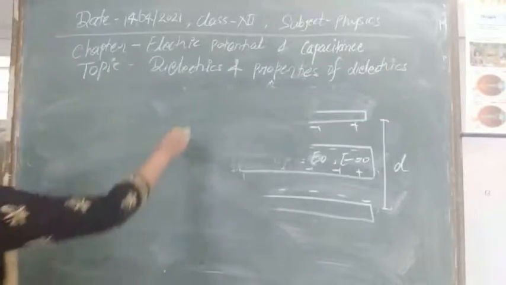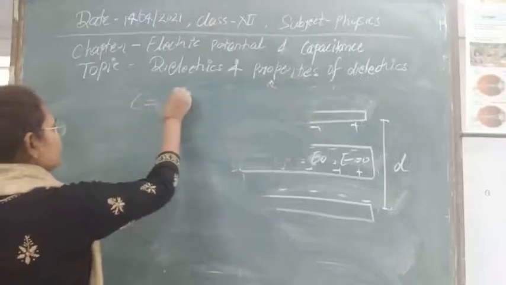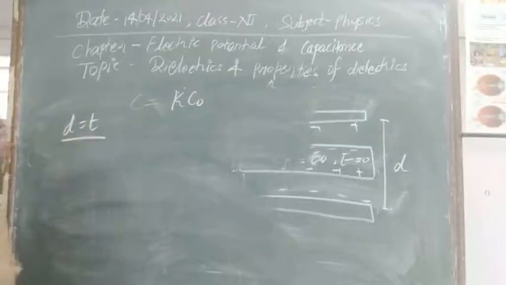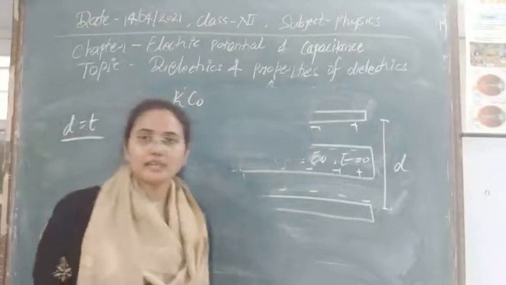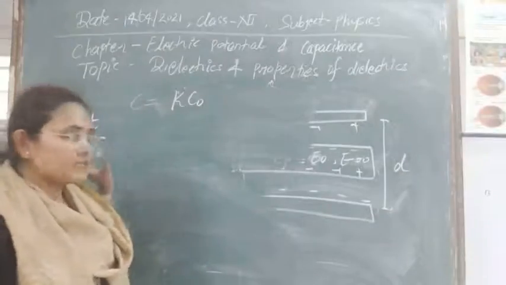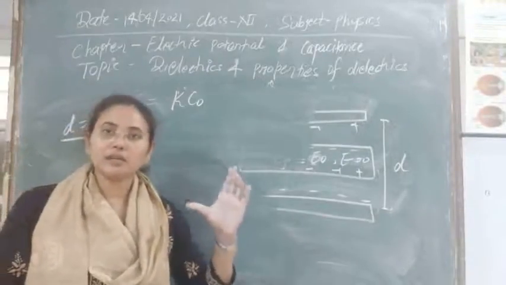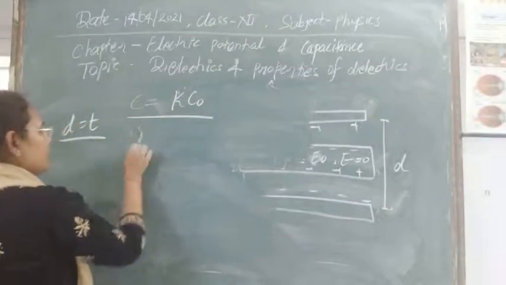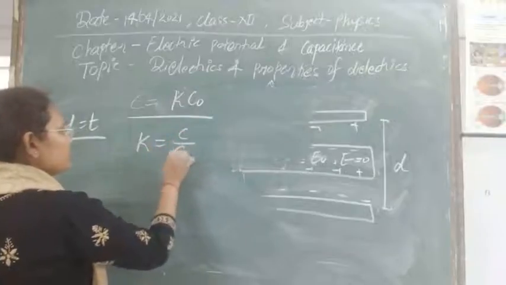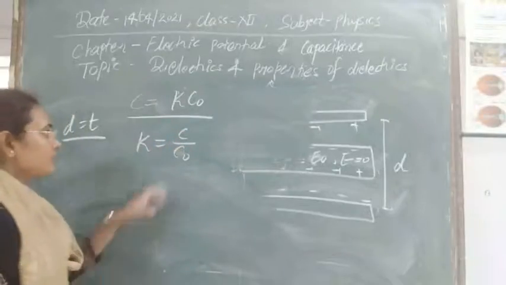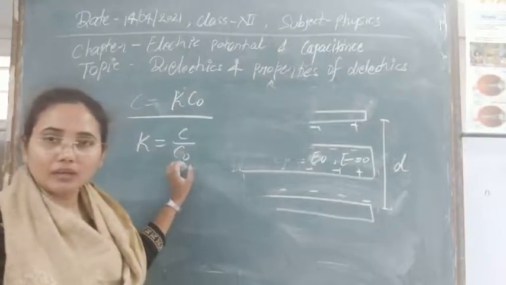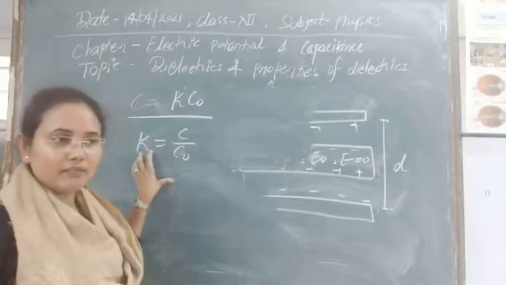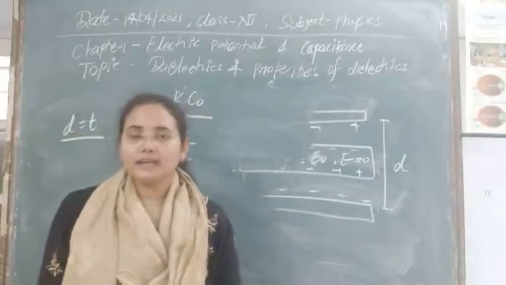In this case, as we have seen, C is equal to K into C0 for the condition where t is equal to d. This is the thickness of the dielectric slab being equal to the distance between the two metallic plates that we are using. So this capacity is given by this value. It means that K is given by C upon C0. If we know the capacity of the parallel plate capacitor without a dielectric medium and with a dielectric medium, then we can calculate its dielectric constant.